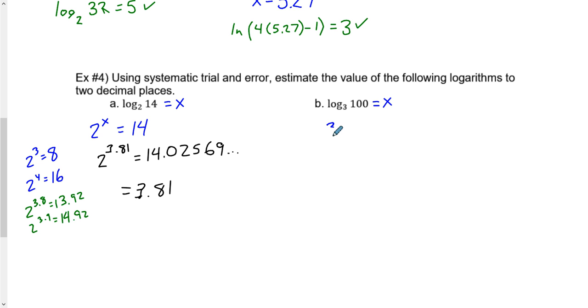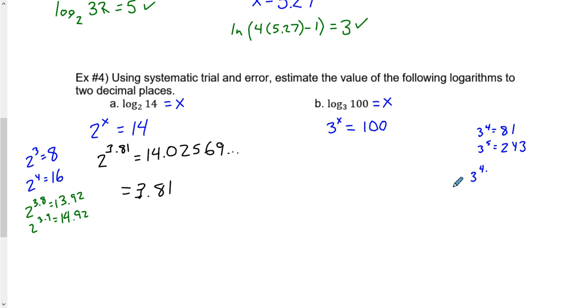All right. Another one of this trial and error: 3 to the power of what gives us 100? So I know that 3 to the power of 3 is 27. 3 to the power of 4 is 81. 3 to the power of 5 should be 243. Just double check that. Yep, 243. So obviously it's going to have to be somewhere on the lower end of 4. 3 to the power of 4 point something.